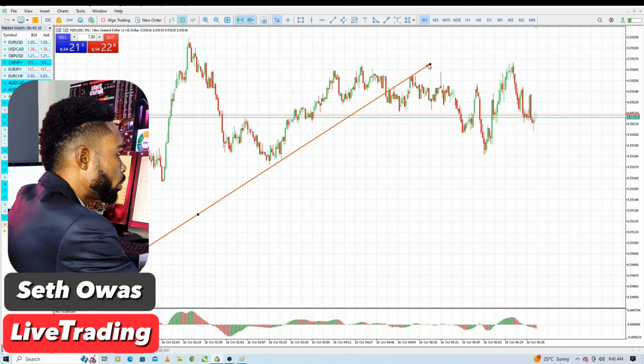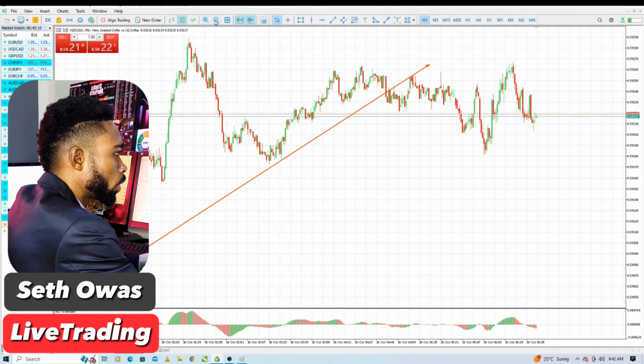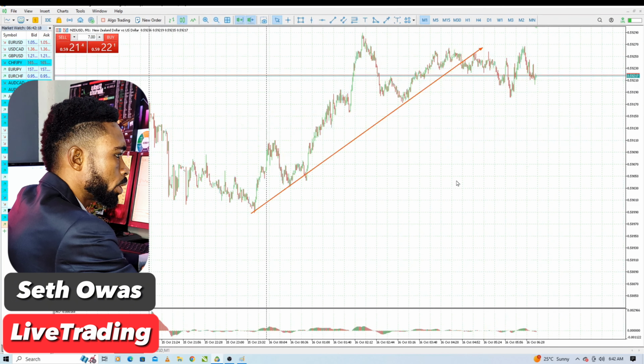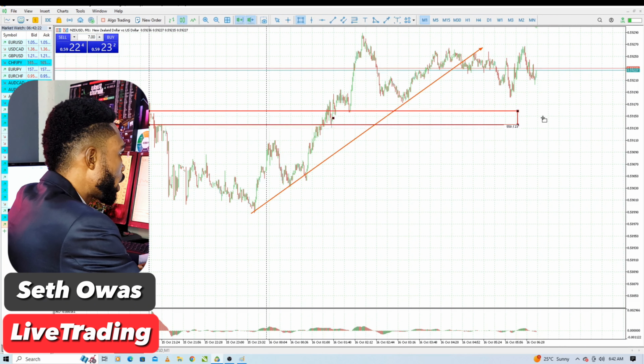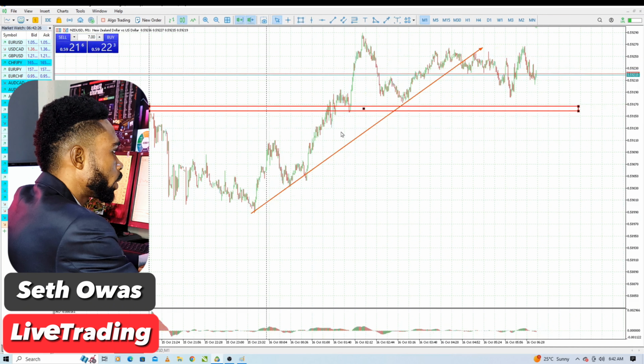So what else do we see? That's the question we have to ask ourselves. What else do we see? Let me zoom it out. Okay, we can also see there is a horizontal support zone here. Can you see? Is that where the market is heading to? Okay, let me zoom it out.